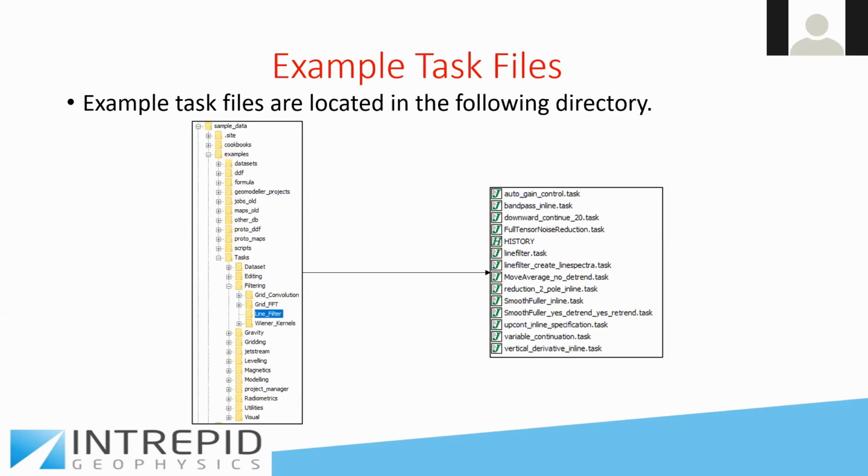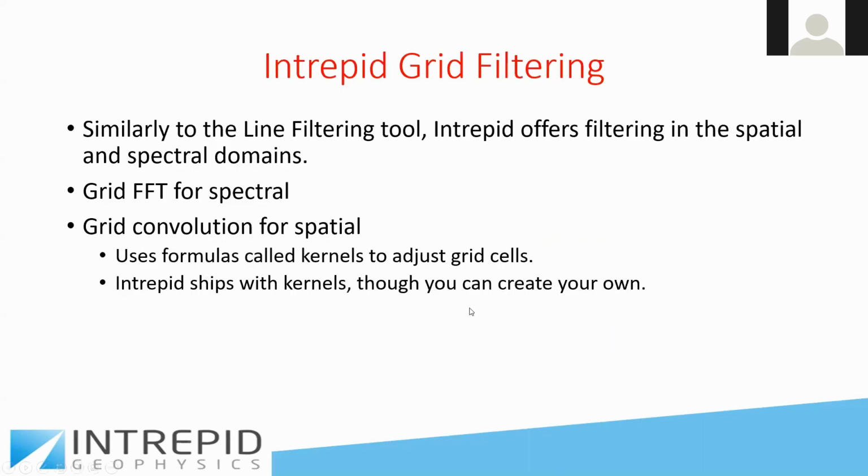And this is just repeating what I was saying before. The example task files for line filtering, grid filtering, and grid convolution tools are located in the examples, tasks, and then filtering directory in the Intrepid installation.